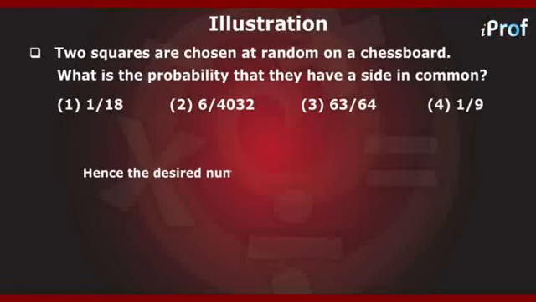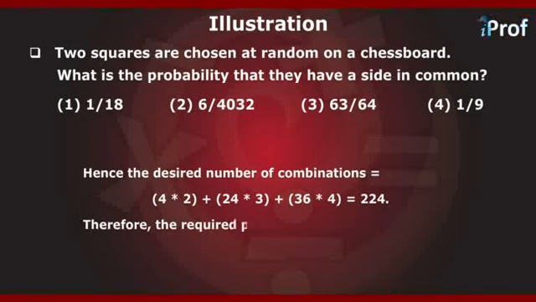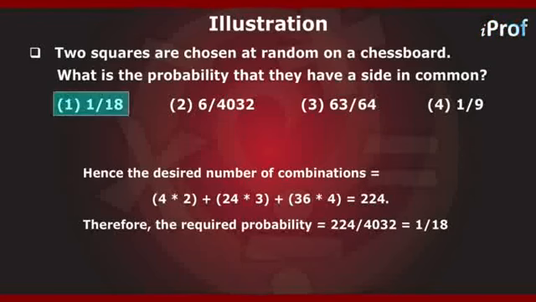Hence, the desired number of combinations is equal to 4 into 2 plus 24 into 3 plus 36 into 4, which gives 224. Therefore, the required probability is equal to 224 by 4032, which is equal to 1 by 18. And hence, the correct alternative is option 1.